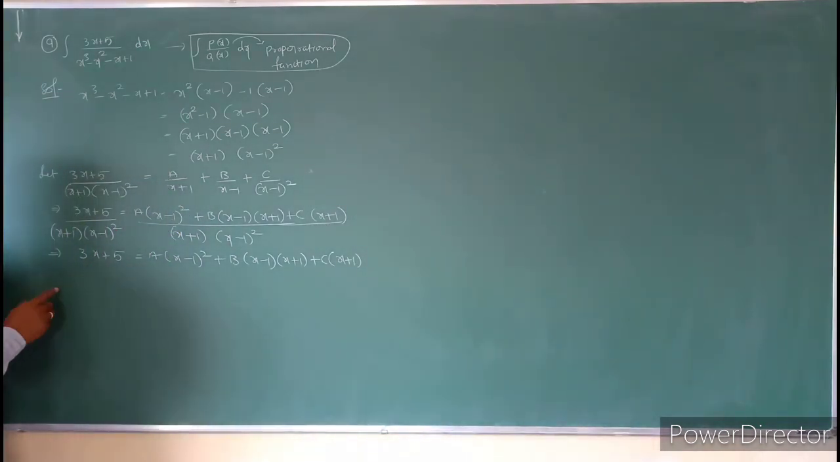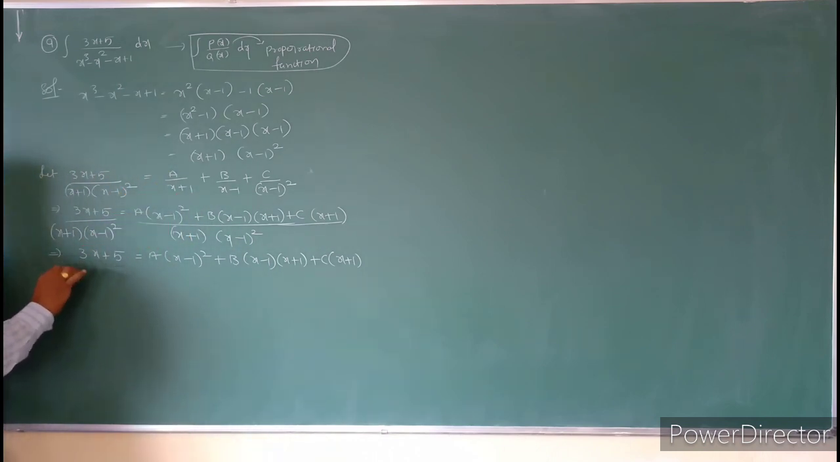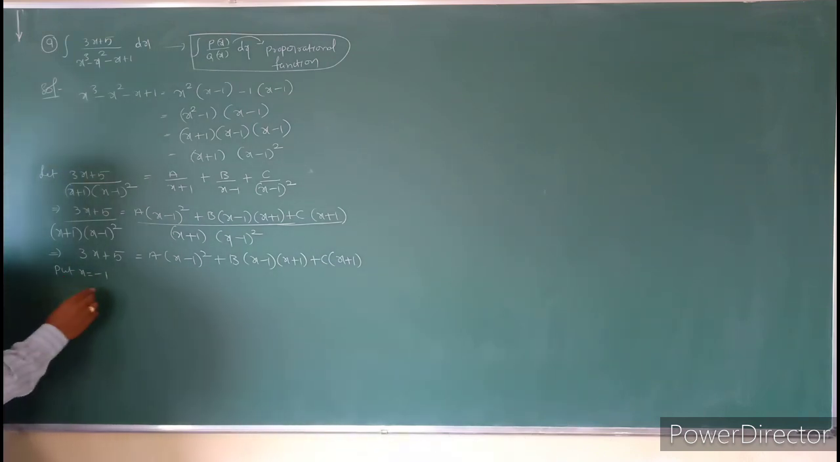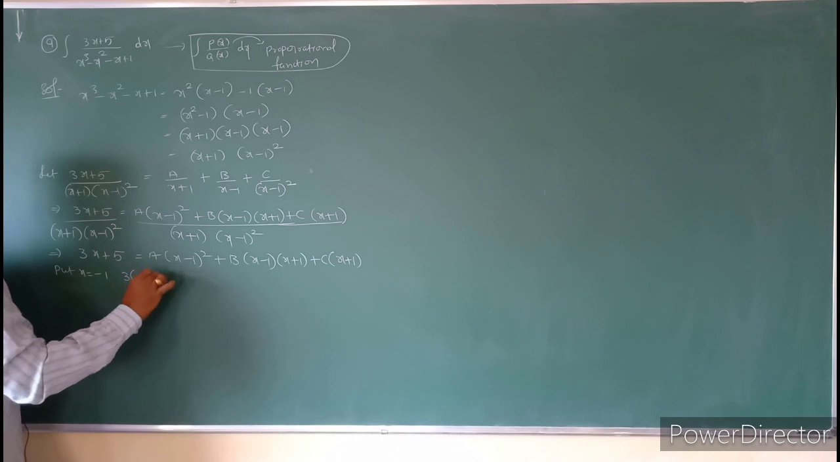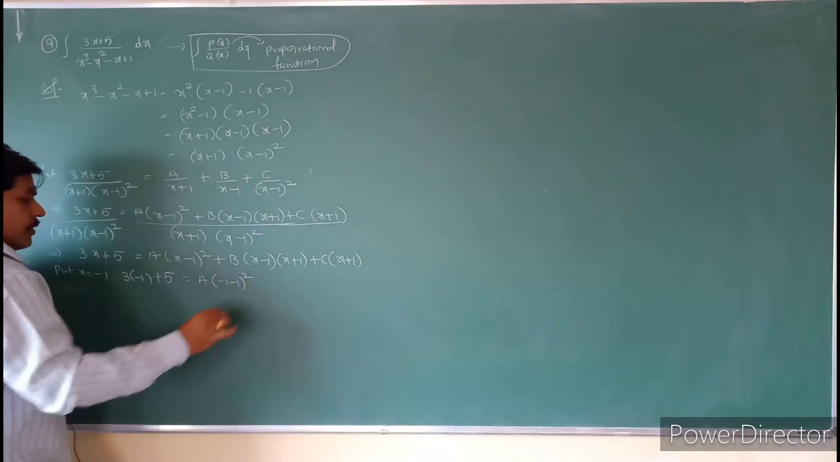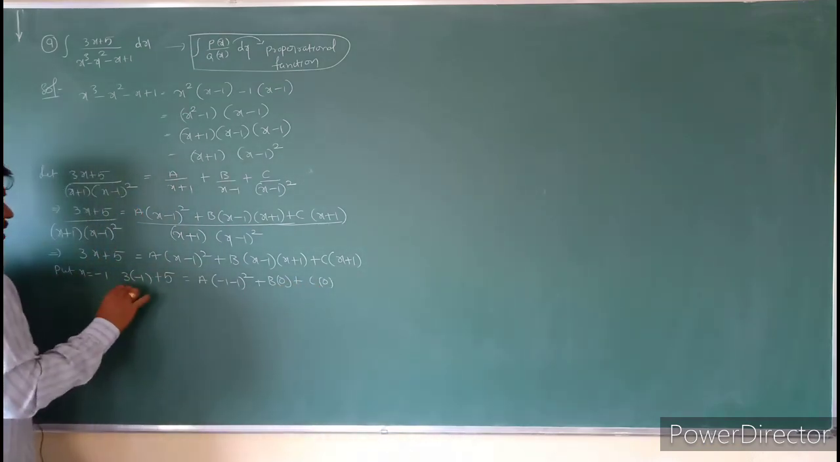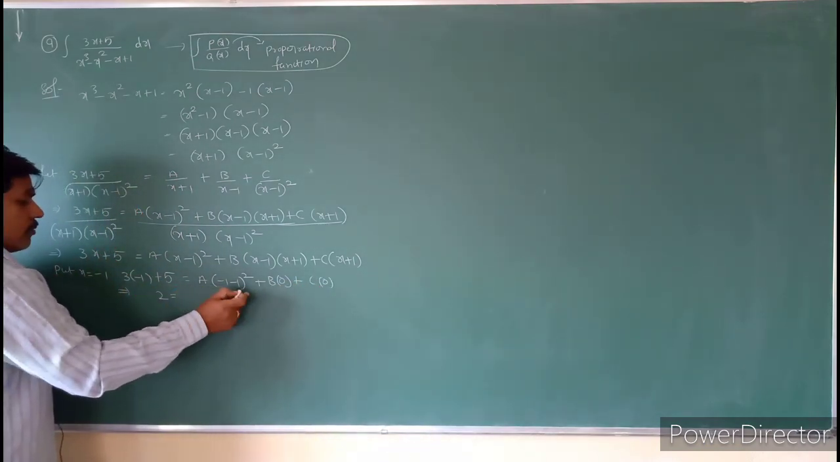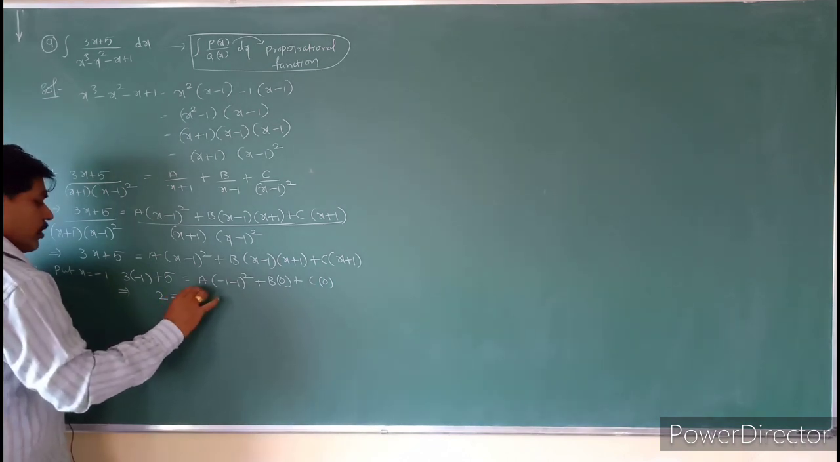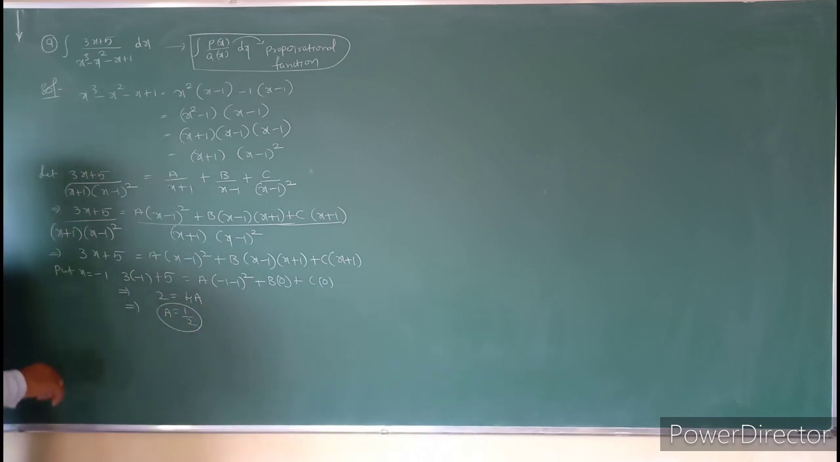So that implies, first I will make x equal to minus 1. Put x equal to minus 1. What happens? 3 into minus 1 plus 5 is equal to A into minus 1 whole square plus B into 0 plus C into 0. What happens students? Minus 3 plus 5, that is 2. Minus 2 whole square is 4, that is nothing but 4A. So that implies A is equal to 1 by 2.